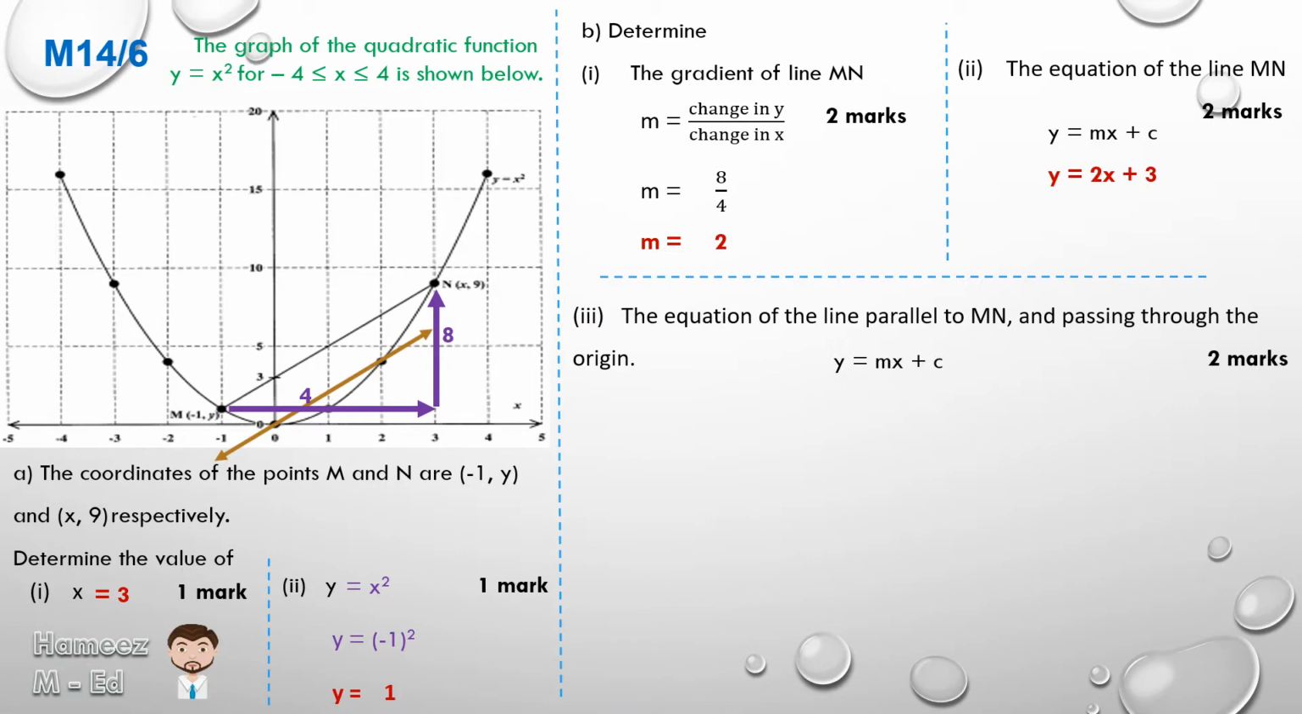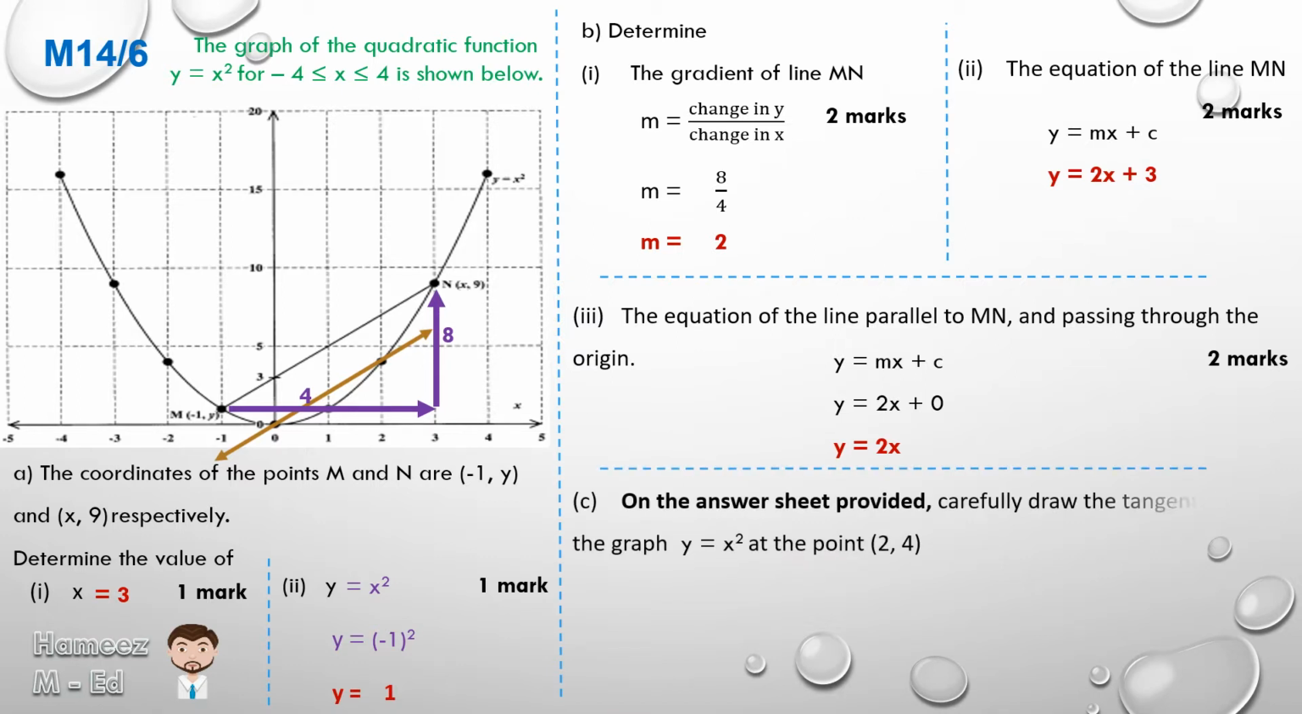And where will this new line cut the y-axis? It's passing through the origin, which means it's cutting the y-axis at 0. So we can substitute. We'll get y is equal to 2x plus 0. And we don't need to write the 0, so we can just simply write it as y is equal to 2x. And that's the equation of the line parallel to MN passing through the origin.